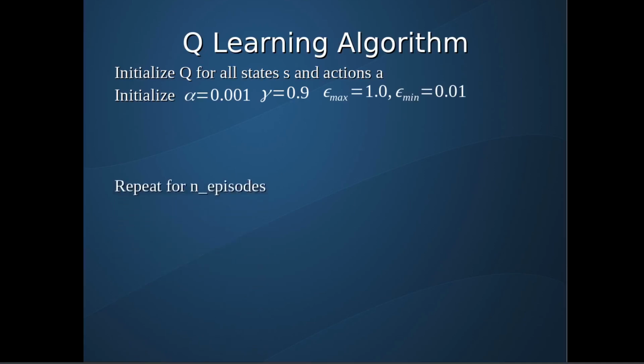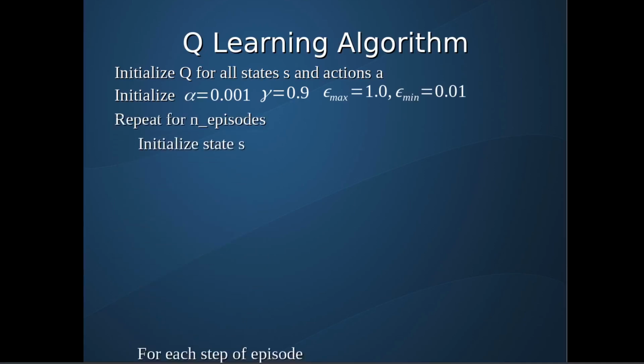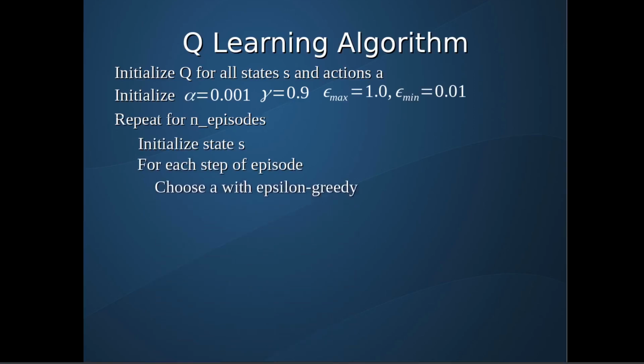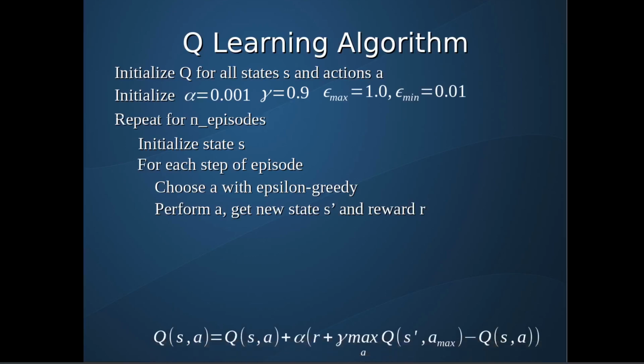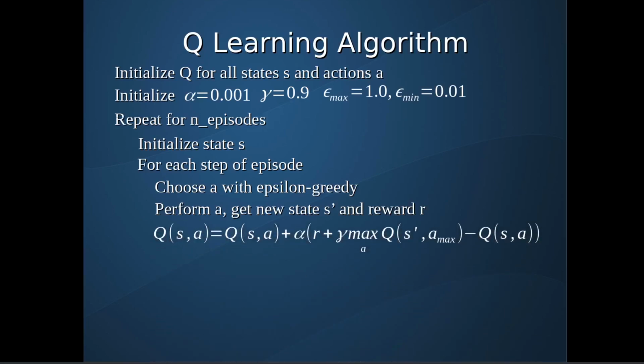Repeat for each episode. Initialize the starting state. Repeat for each step of the episode. Choose an action A based on the current state S using an epsilon greedy strategy in Q. Take your action, get the reward and new state. Plug the reward into the update equation to update the estimate for Q. Set the old state to the new state. That's really all there is to regular Q-learning.